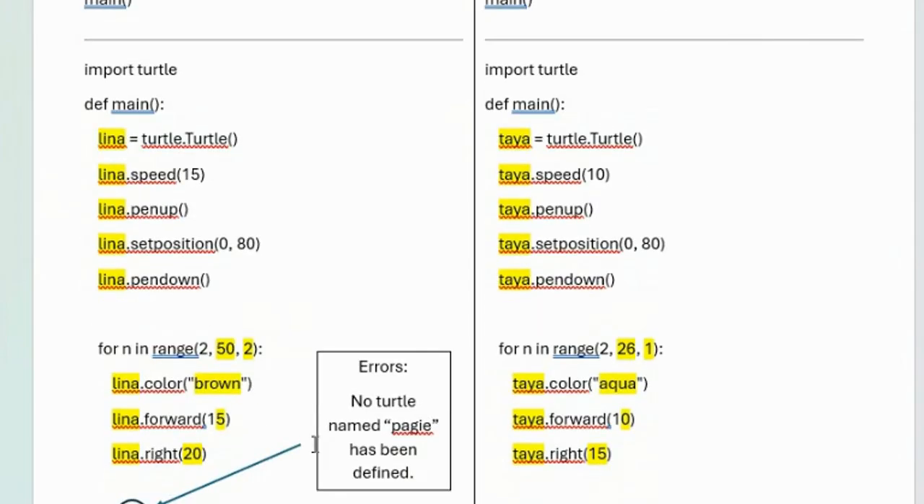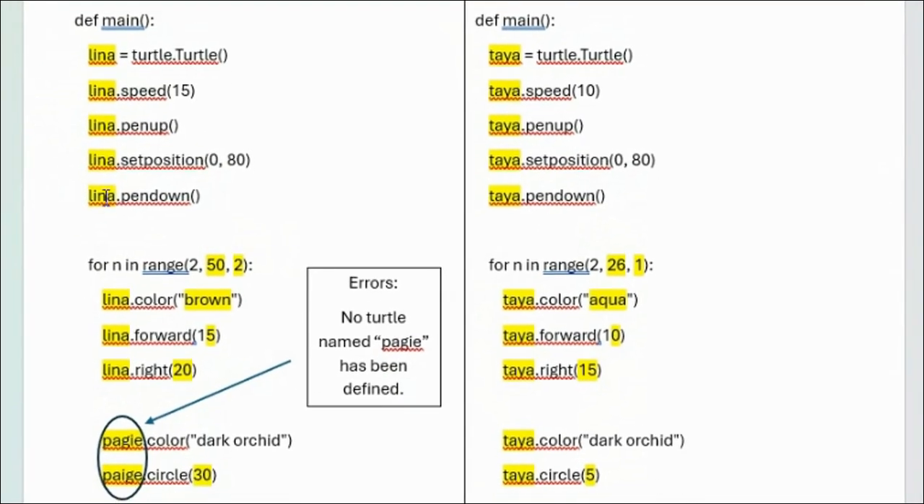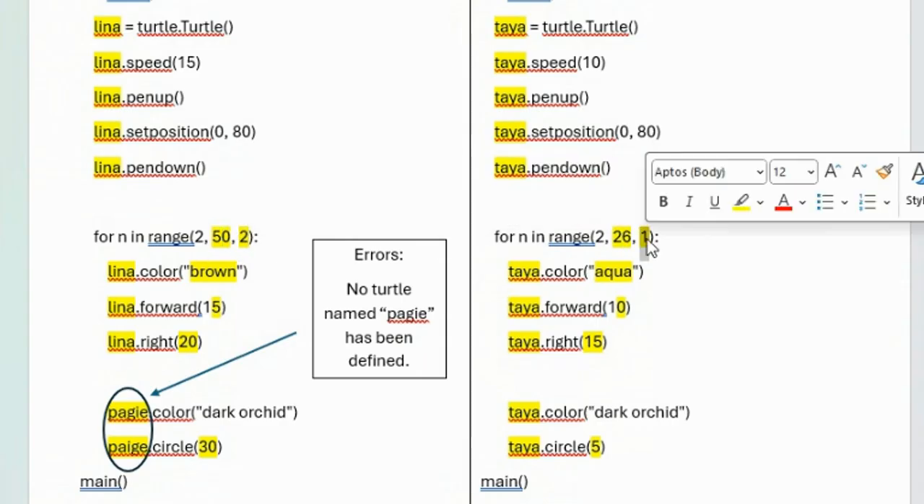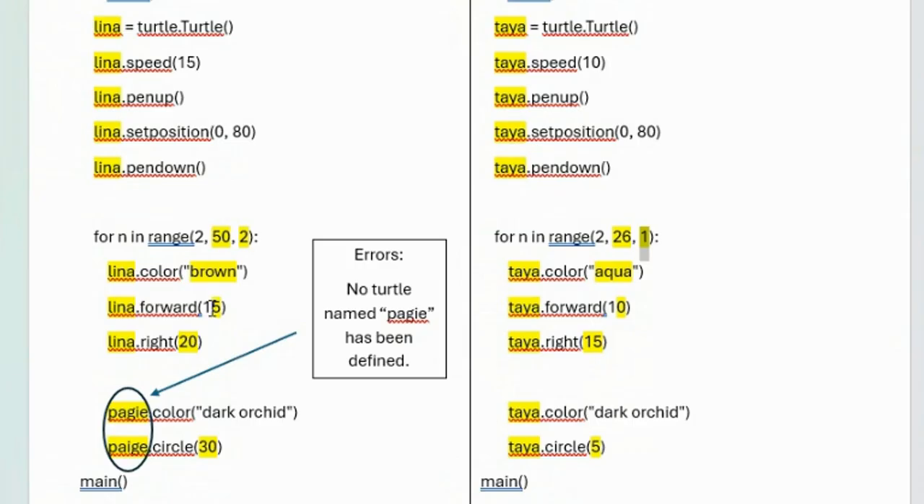And then here's the last program you stole from the lesson. You just changed the name to Lena instead of Taya. You changed the loop to go from 2 to 50 instead of 2 to 26, but you had it count by 2s instead of counting by 1s. Changed going forward 15 pixels instead of 10 pixels, turn 20 degrees instead of 15 degrees, and make a 30 diameter circle instead of a 5 diameter circle. And you change these names to turtles that didn't exist. Pagey and Page are not defined. There's no turtles with those names. So that hit an error right there at the end.